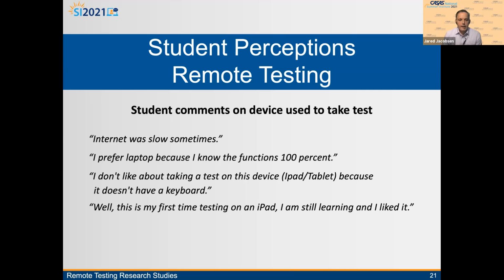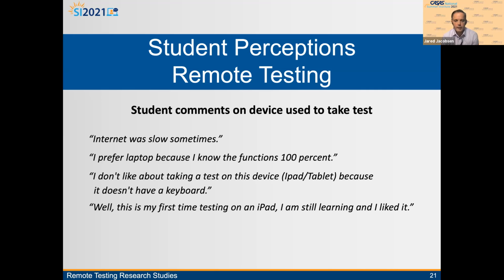I don't like about taking a test on this device, iPad, tablet, because it doesn't have a keyboard. So this came up as well. Different devices such as a keyboard, and later we'll talk about our mobile phone pilot study, which would not have a keyboard. Those kind of things can be an issue for some examinees. I think that's pretty clear, and that did come up in their comments.